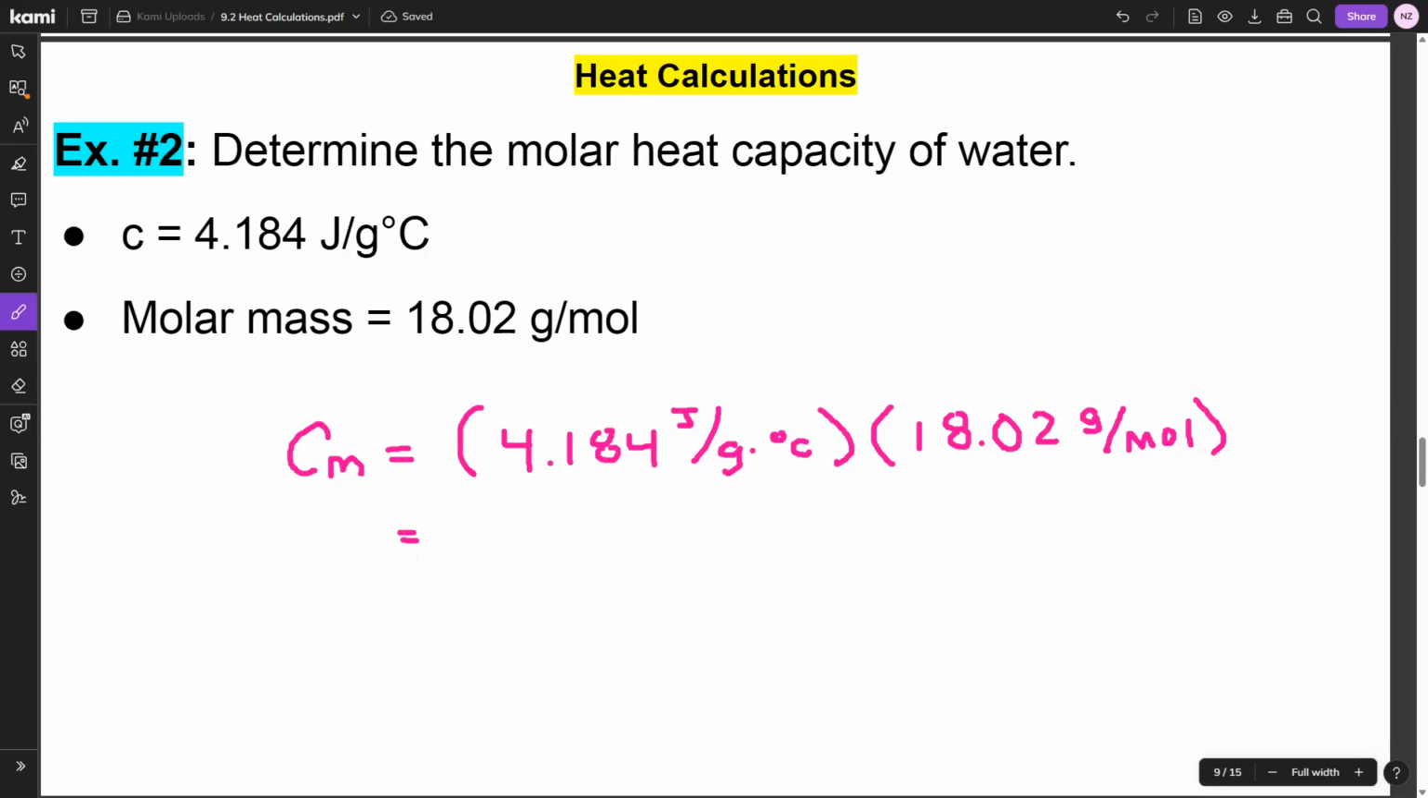Okay, so when I plug this into my calculator, I get an answer of 75.40 joules over moles times degrees Celsius.